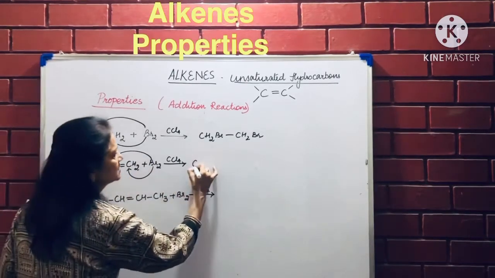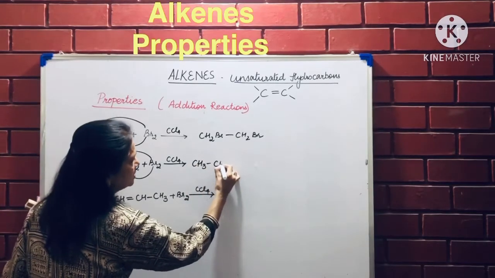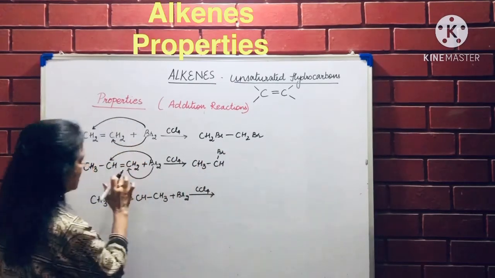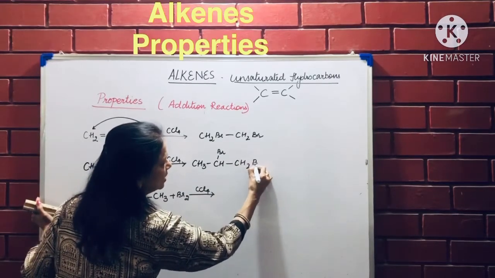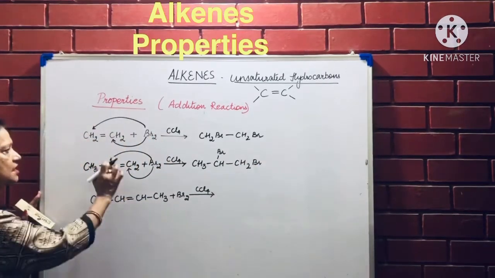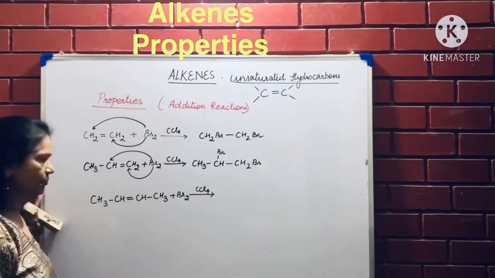Similarly here, one bromine attaches here, one bromine attaches here. So it becomes CH3, CHBr here and single bond CH2Br. So in addition reactions, double bonds will change into single bonds.